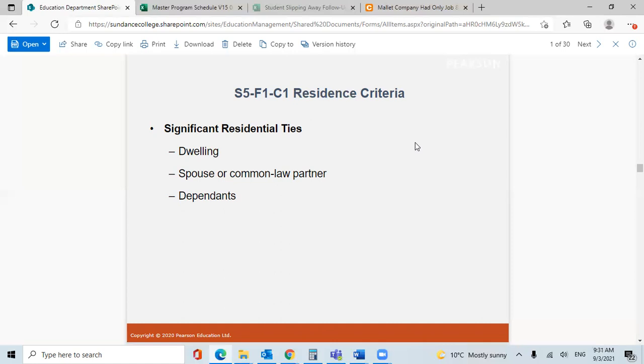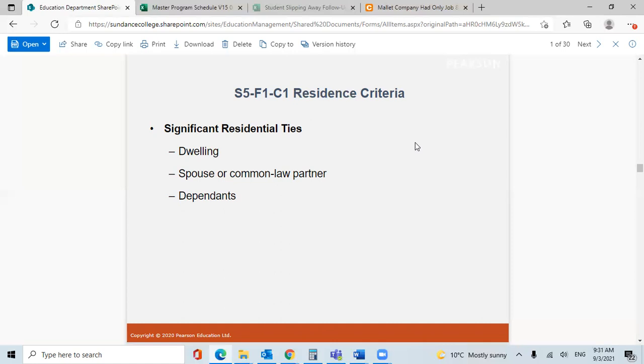Second, spouse or common law partner. So if an individual has a spouse or common law partner who remains in Canada, it will generally result in the individual being considered a Canadian resident. See, if you have a job in the States, so you're moving to the States to work, but your wife and your children stay in Canada, then you're considered to be a resident in Canada.